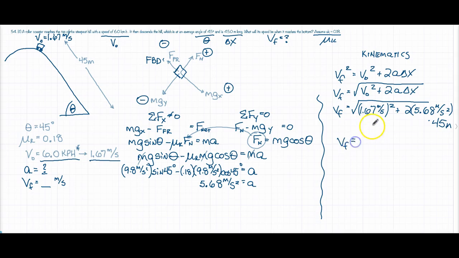When I put that through my calculator, I'm getting a final velocity of about 23 meters per second. If I needed to convert that to kilometers per hour, it would be about 82 kilometers per hour.